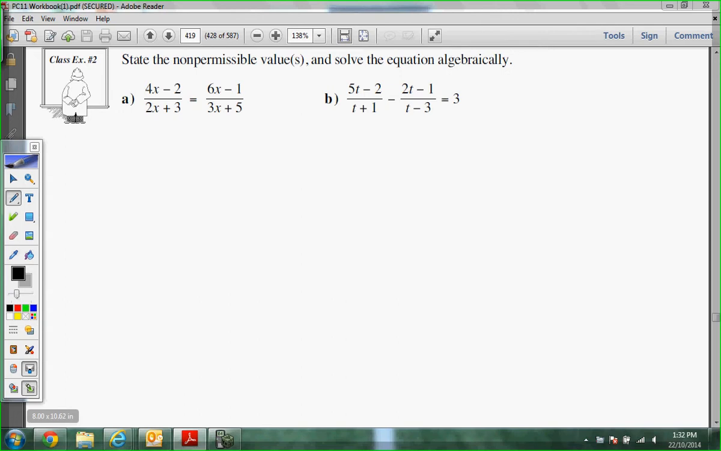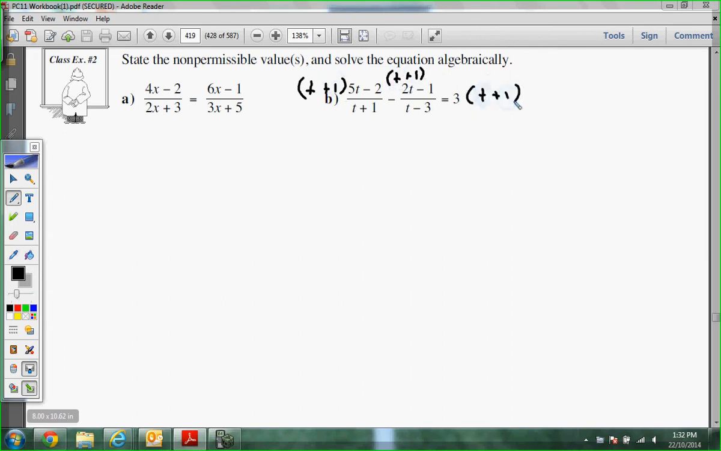We don't really want to make one side zero. What we want to do is get everything on the same playing field. So we want to get rid of the fractions, right? So how do I get rid of t plus 1? Yeah, so I want to multiply everything by t plus 1. Like everything.